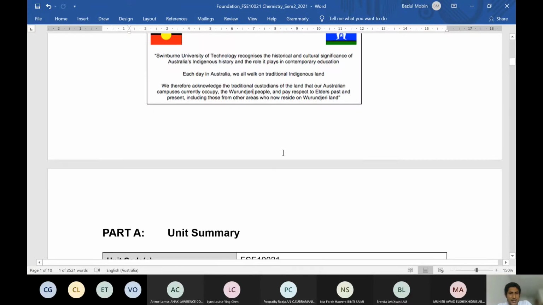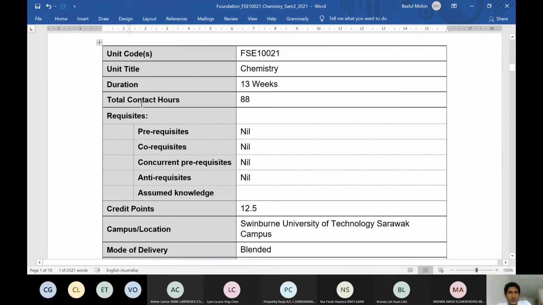The total contact hours for this unit is 88 hours over all 13 weeks. That includes your self-study time.